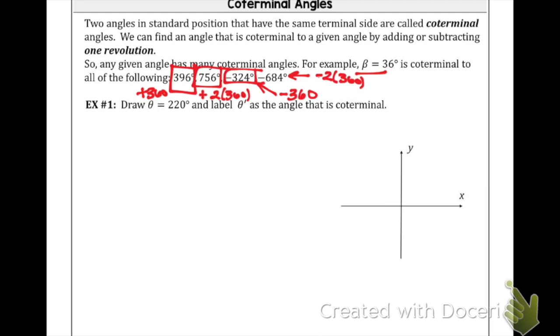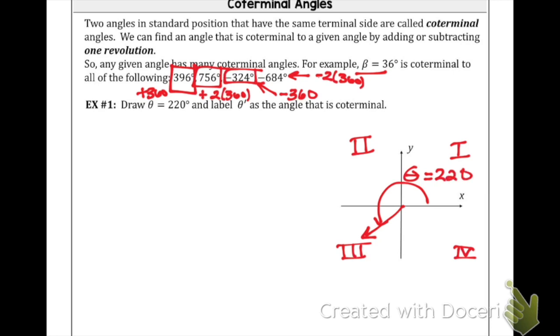So for example 1, let's sketch out where 220 degrees would be. So think about your 360 all the way around. Up here would be 90, here would be 180, down here would be 270. So 220 would lie down here in quadrant 3, right? So 220 degrees, we'll say theta is equal to 220 degrees.